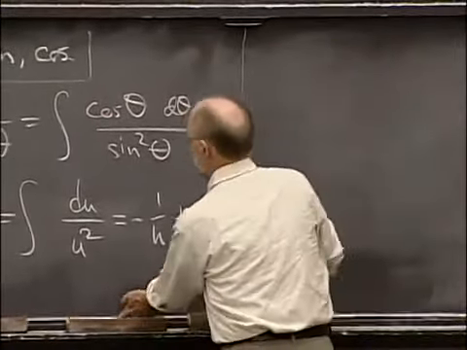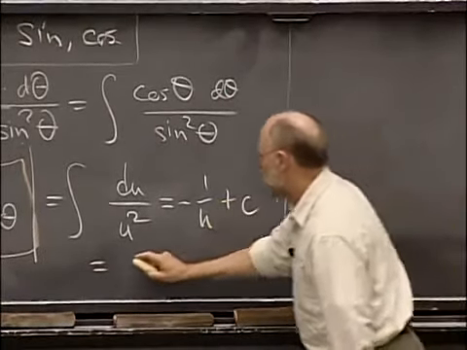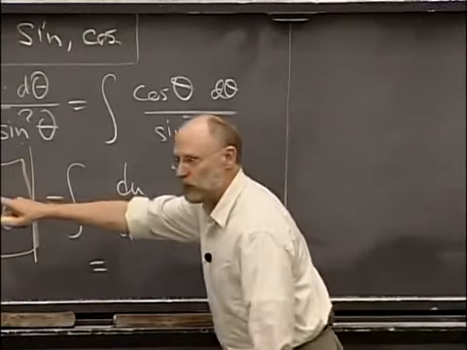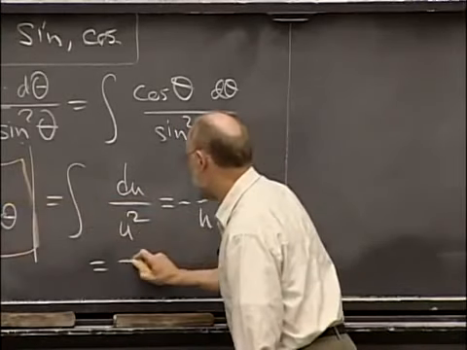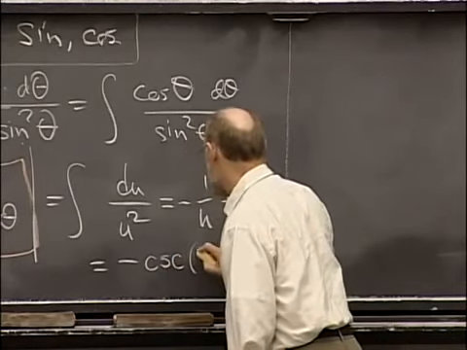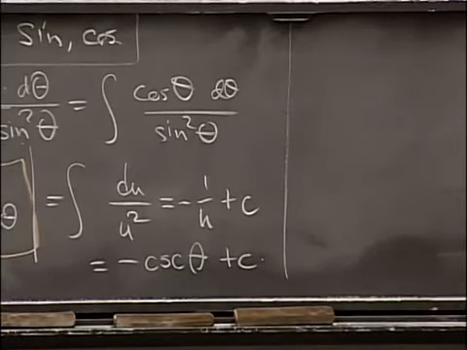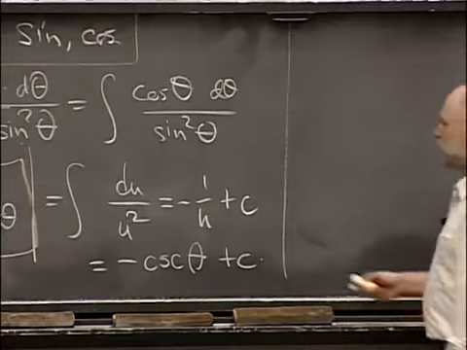So this first substitution isn't so bad to undo, to back substitute, because u was just the sine of theta. And so 1 over u is, I guess, a fancy way to write it is the cosecant of theta. Right? 1 over the sine is the cosecant. So I get minus the cosecant of theta plus a constant.